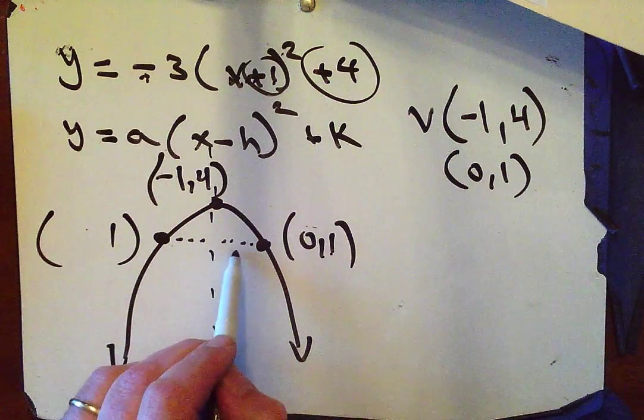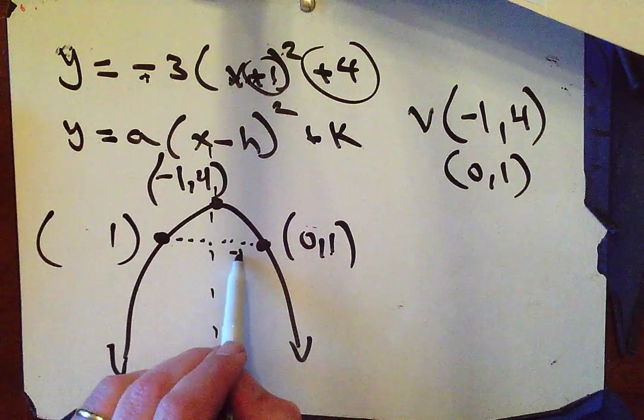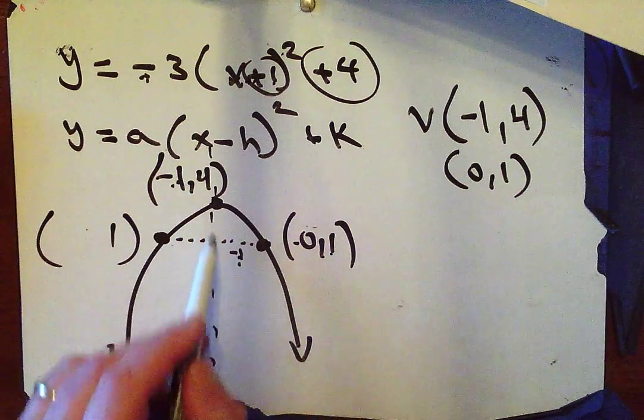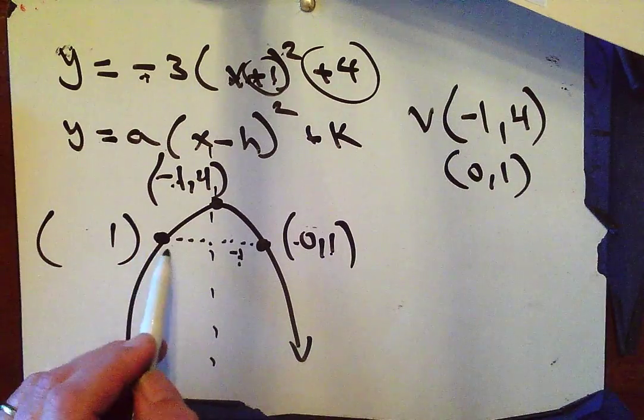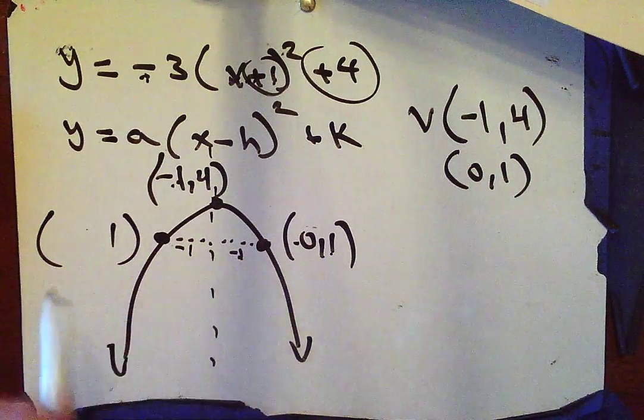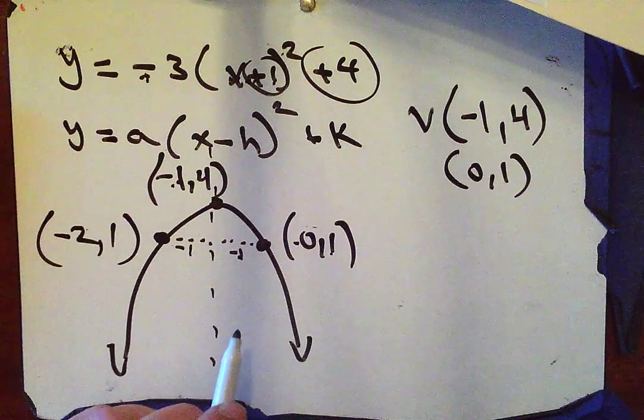But look, the distance from here to here was minus 1. To go from 0 to minus 1 is minus 1. And since this is halfway in between these 2 points, I'm going to have to go another negative 1 over. So minus 1 is minus 2.